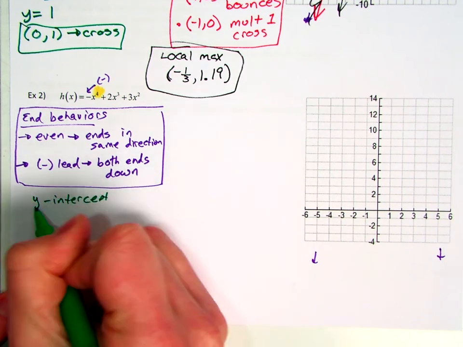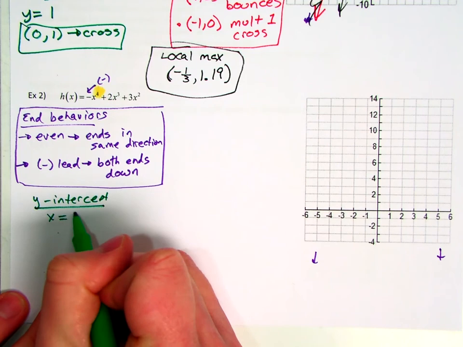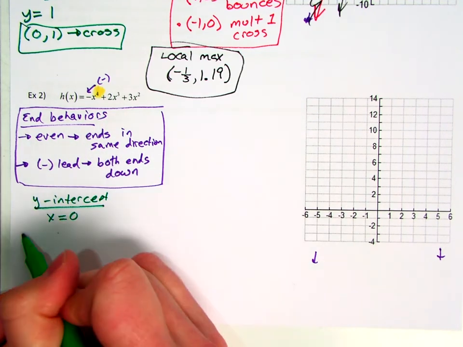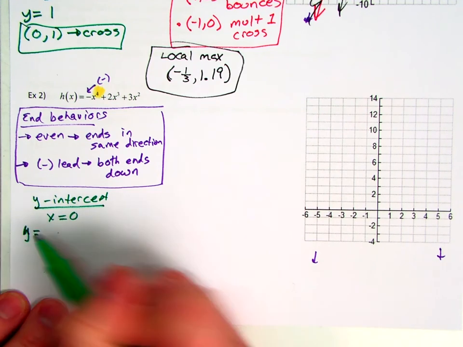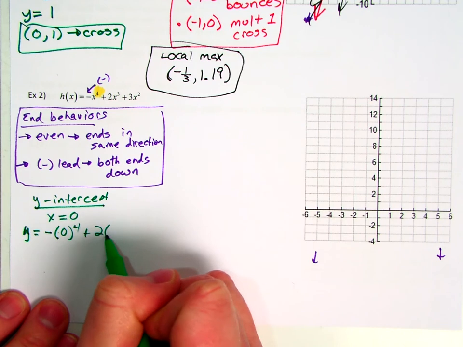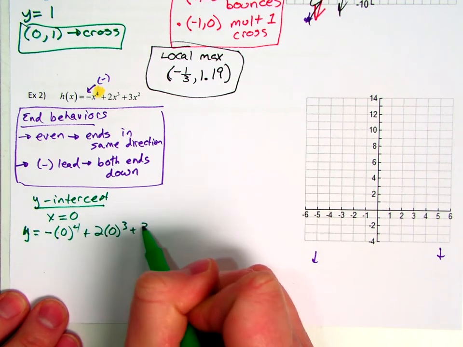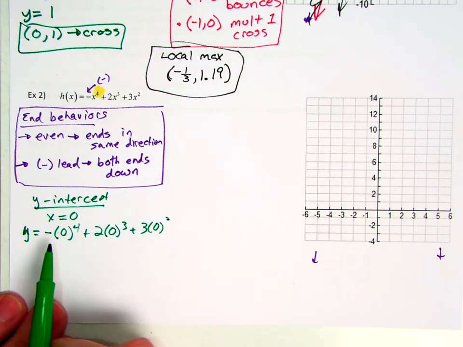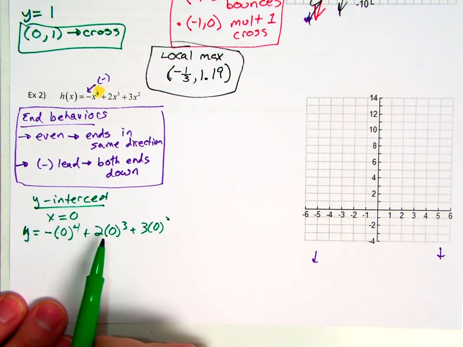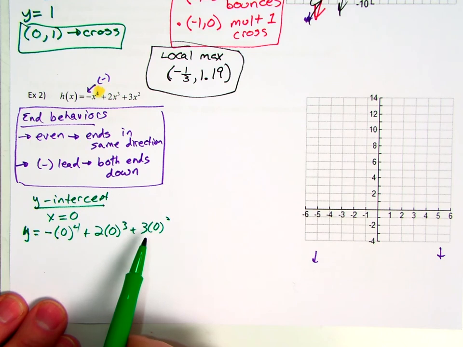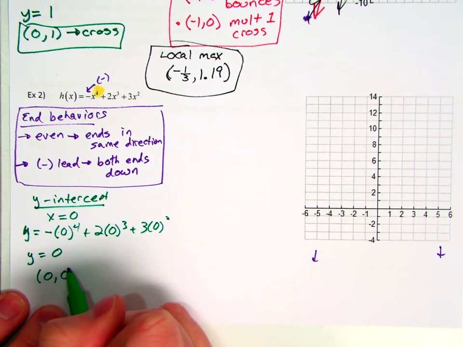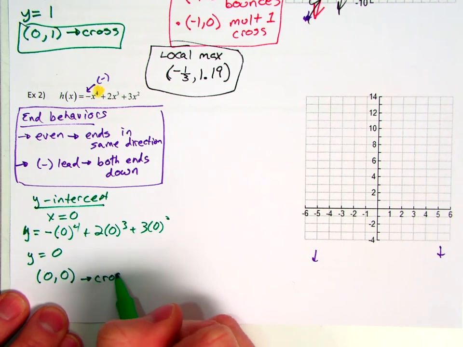Okay, so my y-intercept, remember if I'm looking at my y-intercept, my x should be 0. So I'm going to put 0 in place of the x in all of these and then just solve. h of x is just a fancy way of saying y, so y equals negative 0 to the 4th plus 2 times 0 to the 3rd plus 3 times 0 squared. You could type that whole thing in your calculator, but I know this would give me 0. 0 to the 4th is 0, times 2 is 0. 0 to the 2nd is 0, times 3 is 0, so I know that my y is 0.